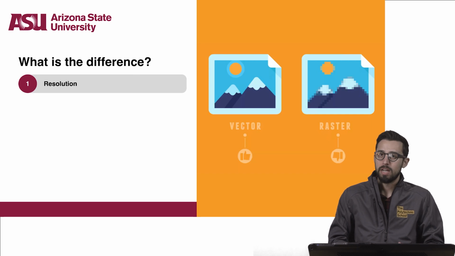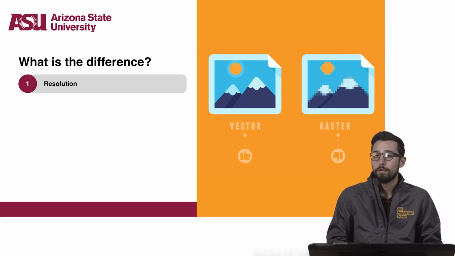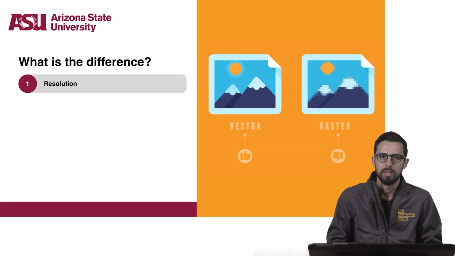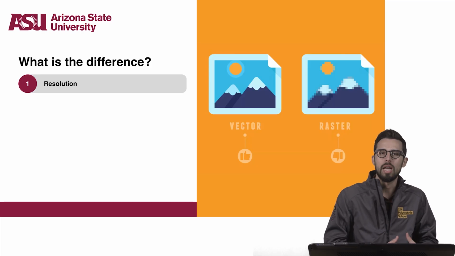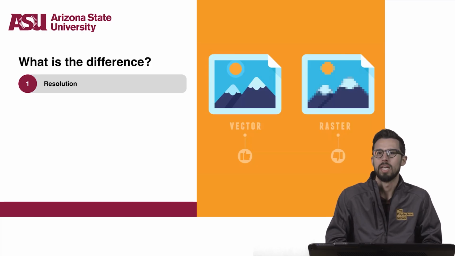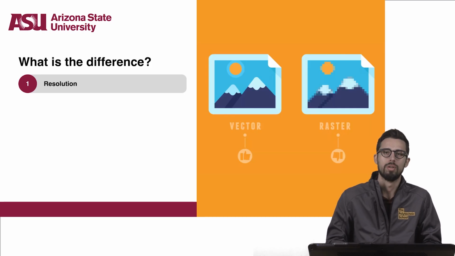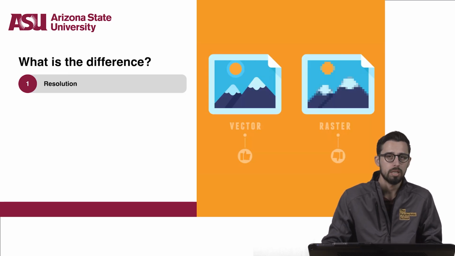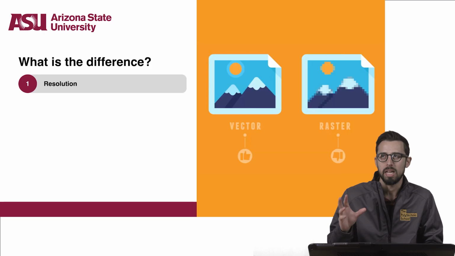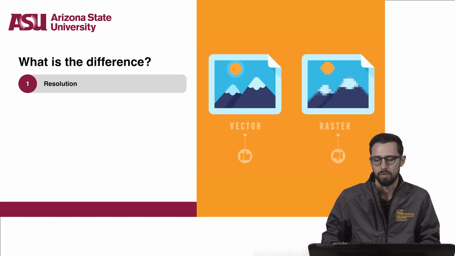Raster and vector files are the two most popular formats used for visual content. They represent images in two very different ways, so there's a lot to consider when deciding which one to use. Some of the main differences include resolution. I've mentioned that one already, and this is just one of the main differences between vector and raster.